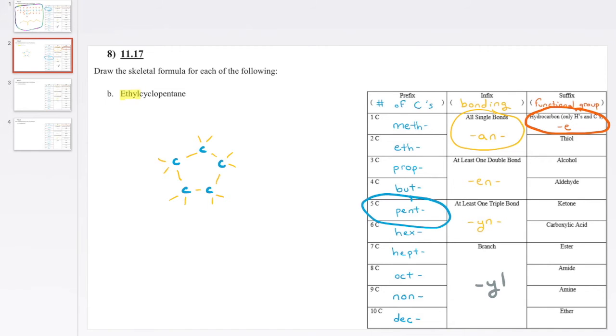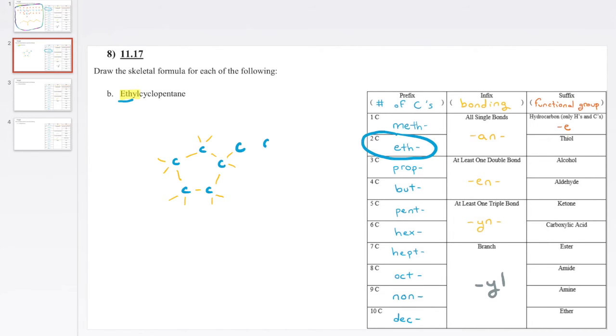The prefix here, eth, means you have two carbons. Now it doesn't tell us where to put it, and it doesn't give a number, for example. And so what that means is we can put this two carbon branch anywhere. We can attach it to any of these carbons. I'm just going to attach it to this one on the top right. So one carbon and a second carbon. We know these have to have single bonds, and these carbons also need 4 bonds.